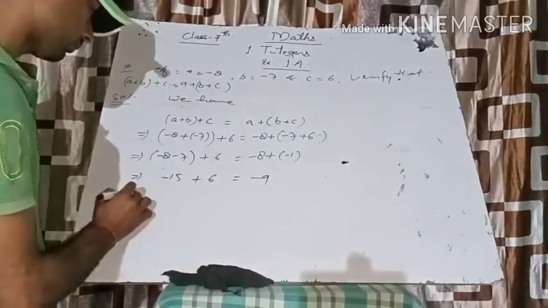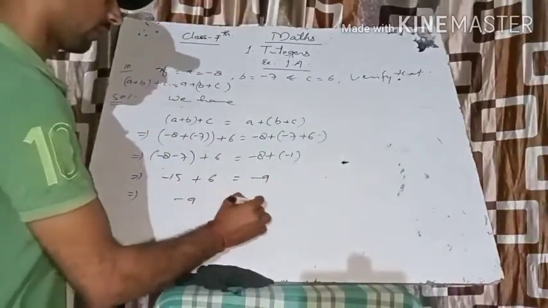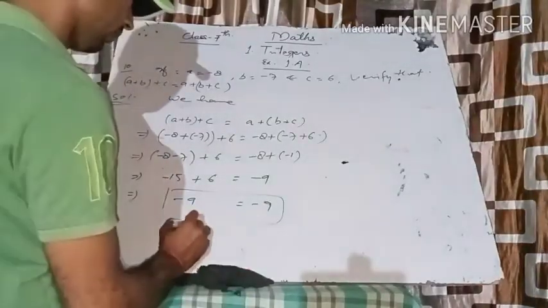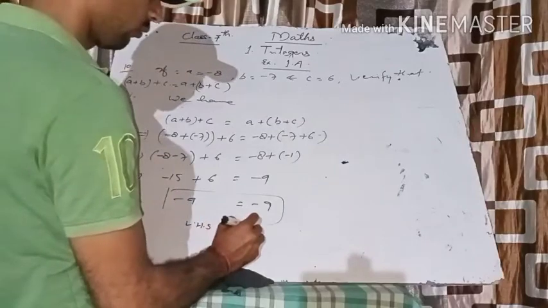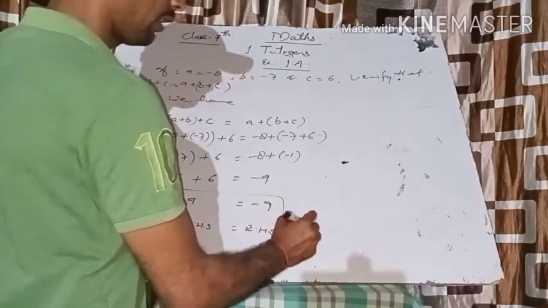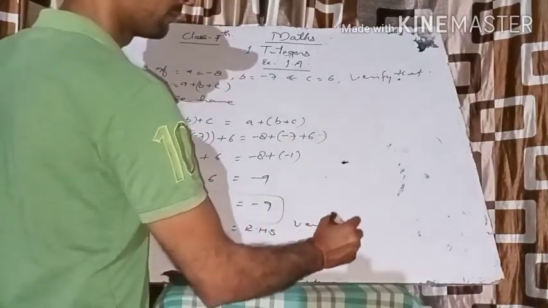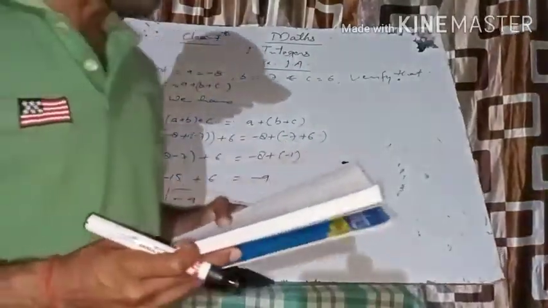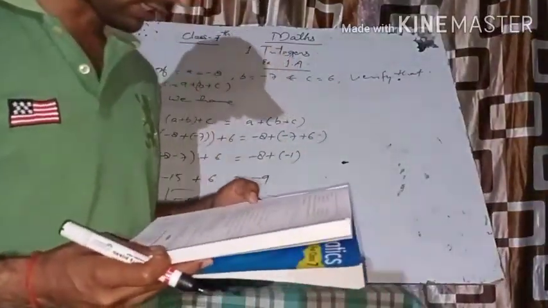Now see here, it becomes minus 9 and minus 9. So here LHS equal to RHS, verified. In this way you can do any questions up to 11.